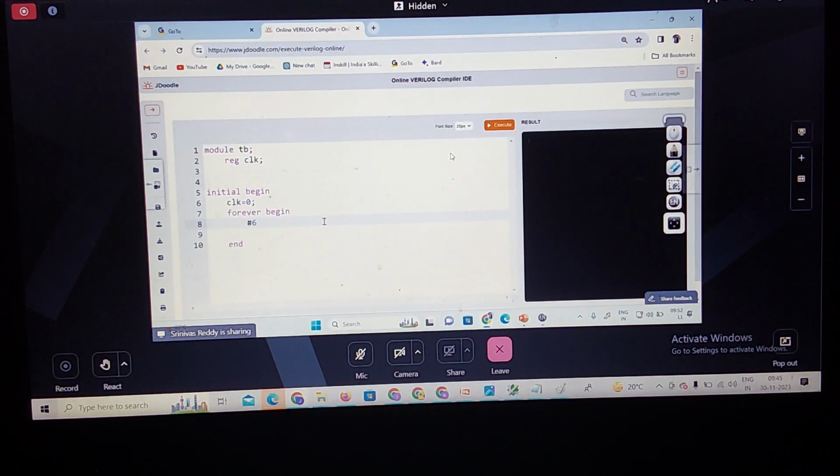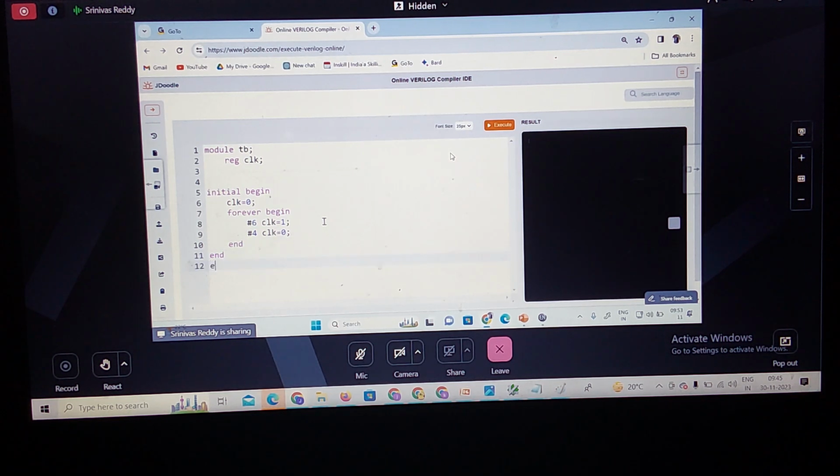After delay 6, I can make clock is equal to what? Not of clock. Or clock is equal to 1. I should make this clock is equal to 1. Then delay 4, clock is equal to 0. Then end the what? Forever. Then I'm ending the initial begin.